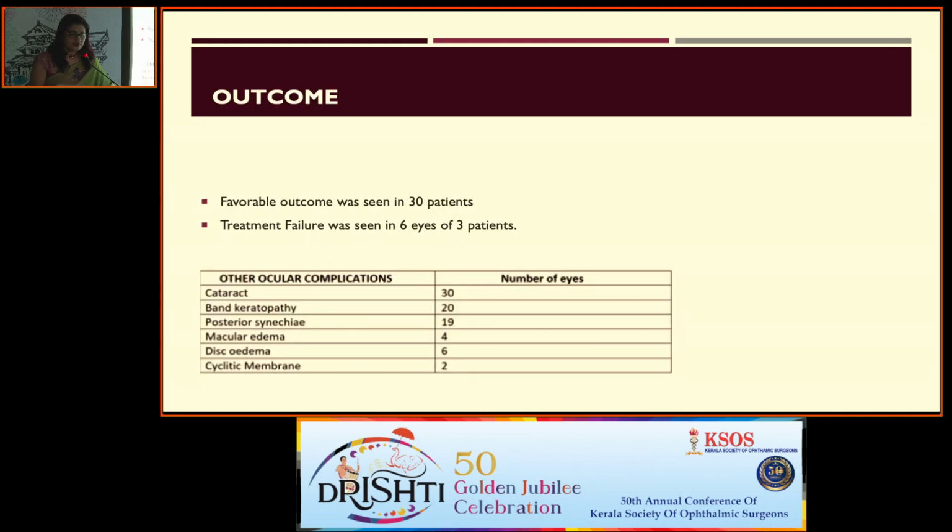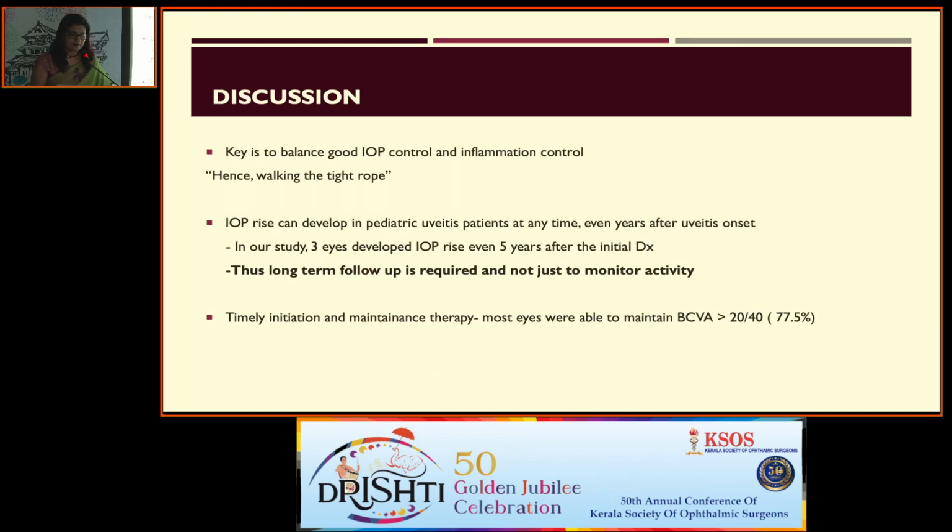In 30 patients, we found a favorable outcome, and treatment failure by our definition was seen in 6 eyes of 3 patients. Other ocular complications seen were cataract, band-shaped keratopathy, posterior synechia, macular edema, disc edema, and cyclitic membrane. So balancing good IOP control and inflammation control is the key here, and that is walking the tightrope. One thing we found in our study was that 3 eyes developed IOP rise even after 5 years after initial diagnosis. So even on long-term follow-up, these patients can develop raised IOP.